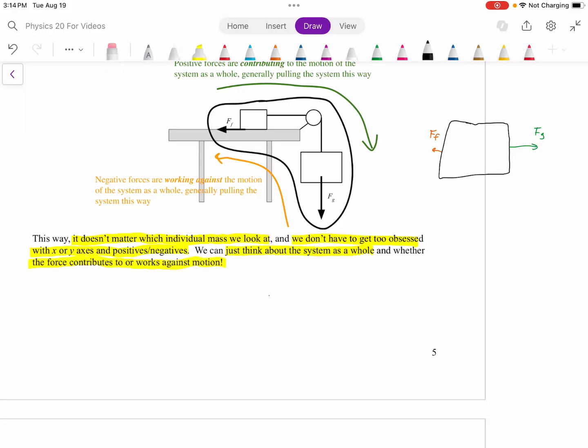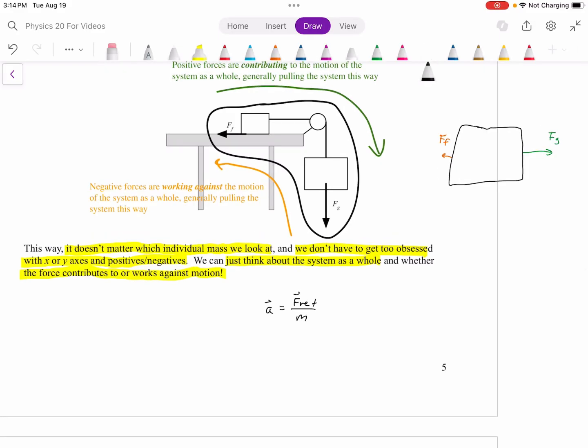And then you guessed it, we put it into a equals F net over m, where the net force is the force acting on the whole system, and the mass is the mass of the whole system. So all masses involved.